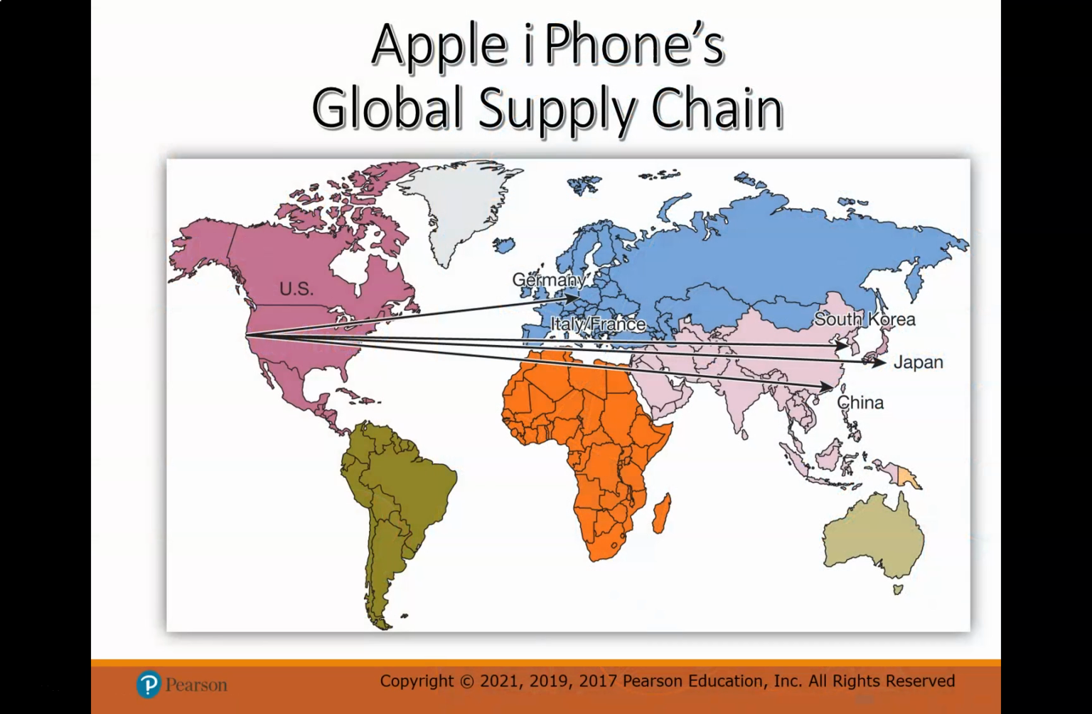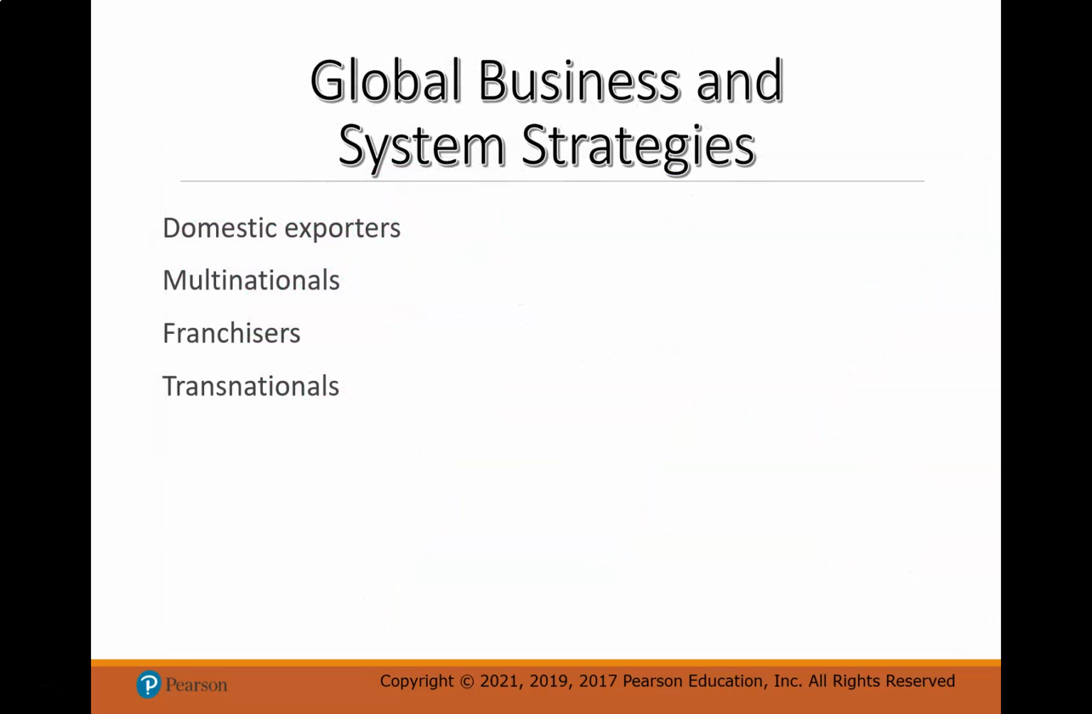Here is Apple's iPhone supply chain. I'm assuming these are all the areas where the parts are made. I know that they are made in China and probably South Korea. I'm not really sure about Japan, but you can see how we are interconnected over long distances.